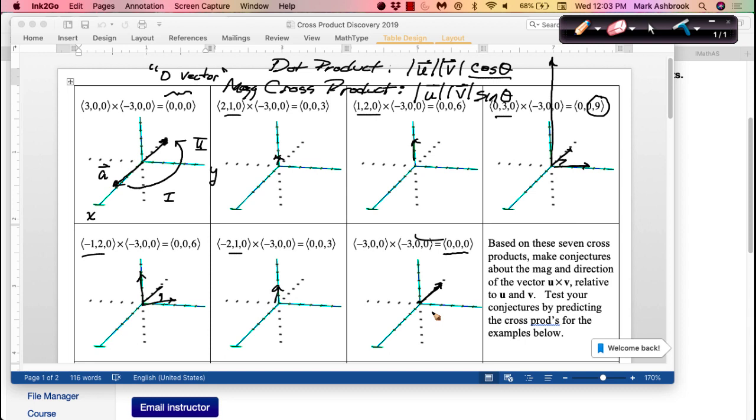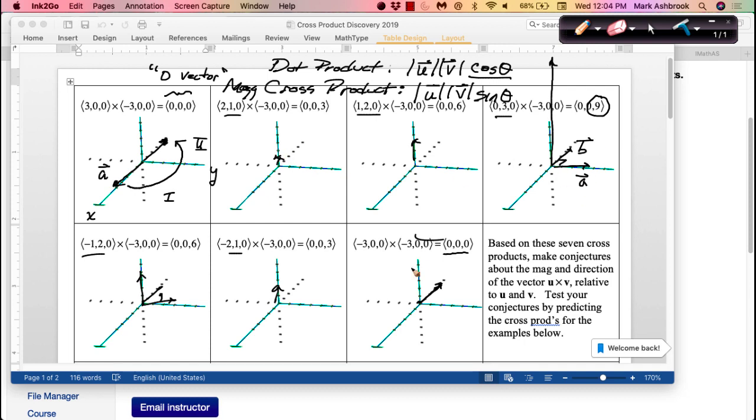Okay, but the cross product is a vector. So the magnitude of the cross product is only half of the deal. The other half is the direction. What's the direction of the cross product? Because it's a vector, right? So let's take a look at this one here. So this was our, say, A cross B.